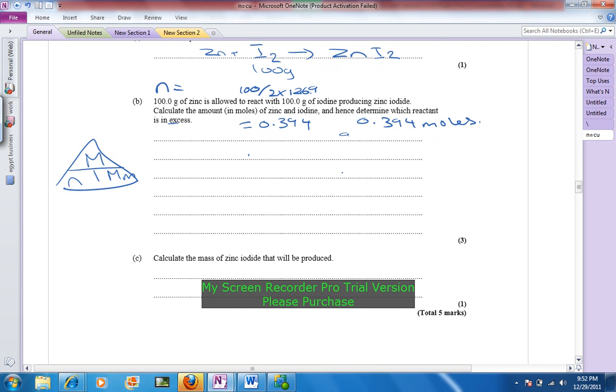So how many grams? Because they're asking for the mass, not the moles. So it would be 0.394 times the molar mass of this, which is 126.9 times 2 plus 65.37. Your answer should be 125.75 grams. And this is for this question. So that's done and over with.